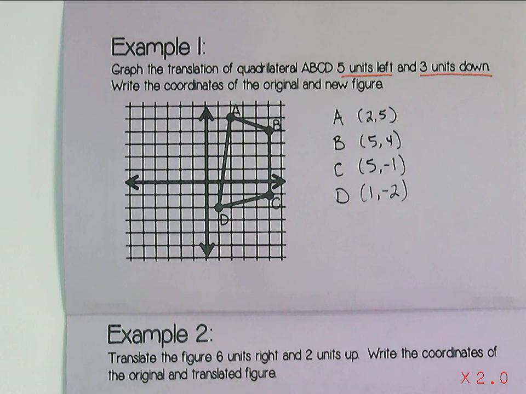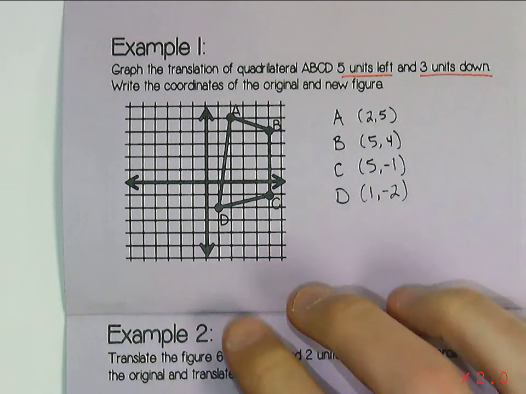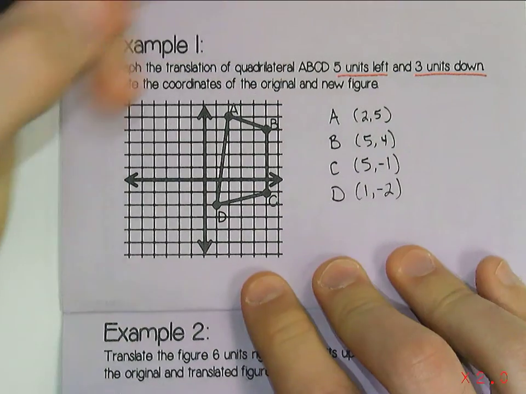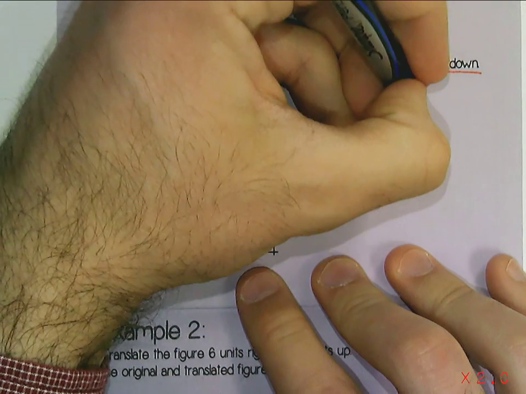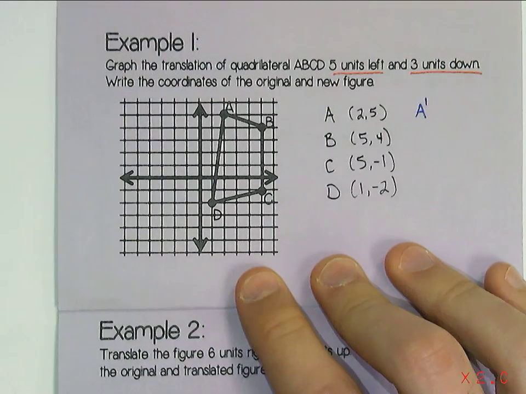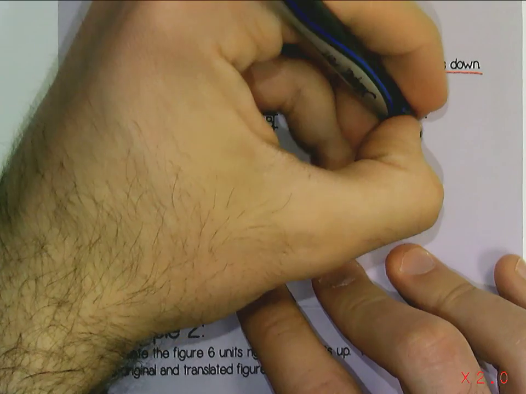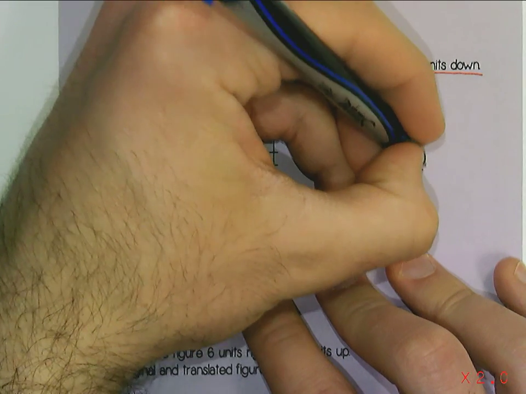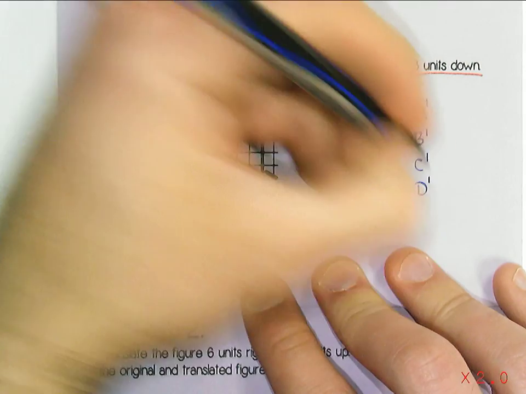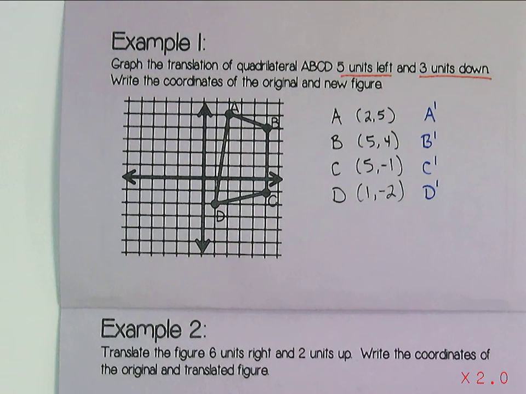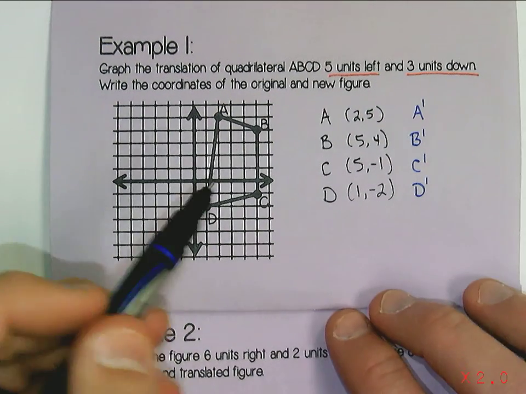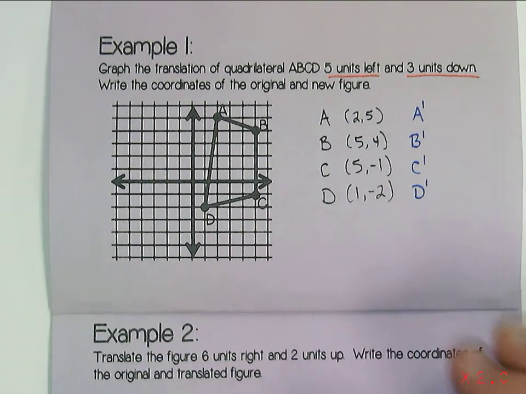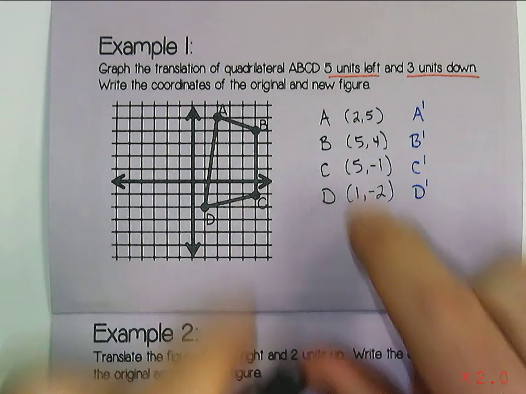Now what we'll need to do is figure out the coordinates of our new figure. And with these, what we do is we use prime. So if I do this, this means prime. So A prime, B prime, C prime, and D prime. And what this does is it distinguishes between the original image and the new image that we draw. So let's take a peek at what we need to do then.